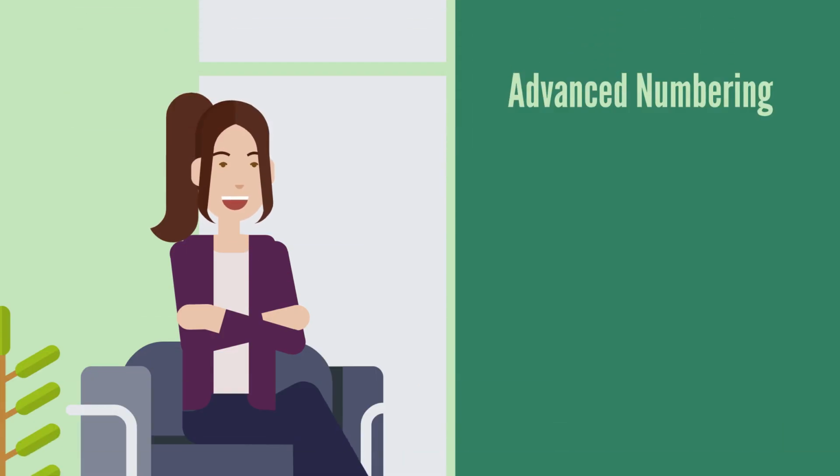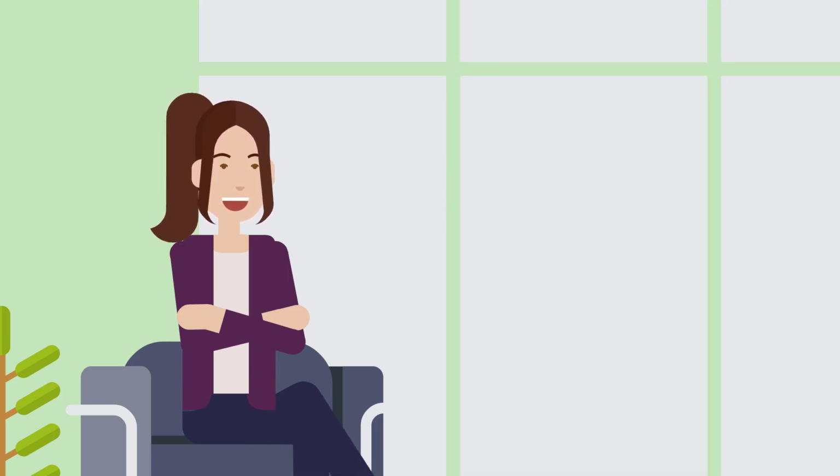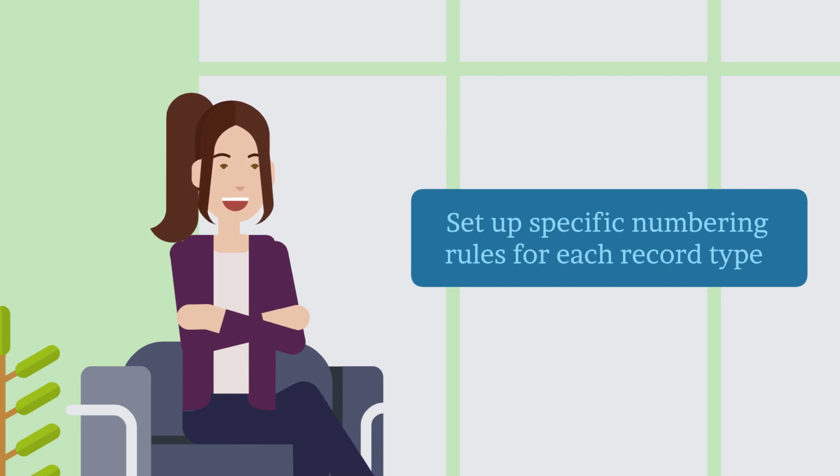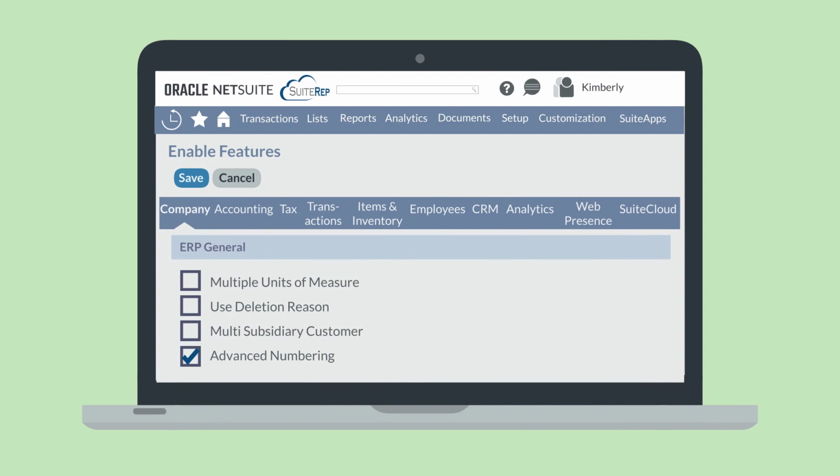Advanced numbering, on the other hand, expands your numbering options to include things like the fiscal year, subsidiary location, and transaction date in your numbering. To accomplish advanced numbering, you would need to set up specific numbering rules for each record type. First, you'll need to enable the advanced numbering feature. This feature is located in the ERP General section of the Company tab in Enable Features.